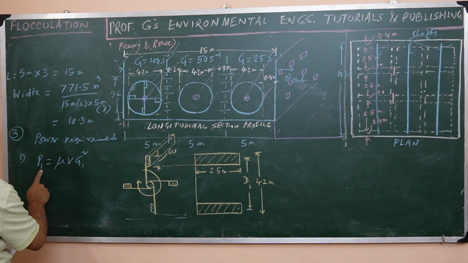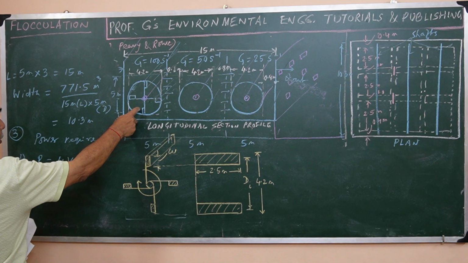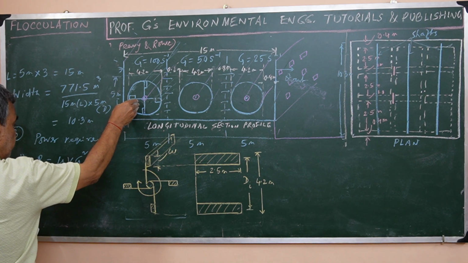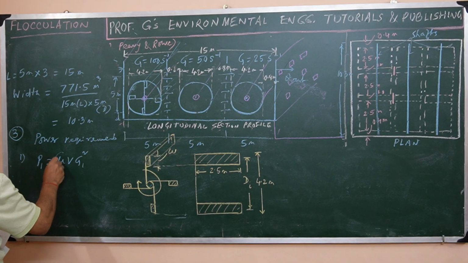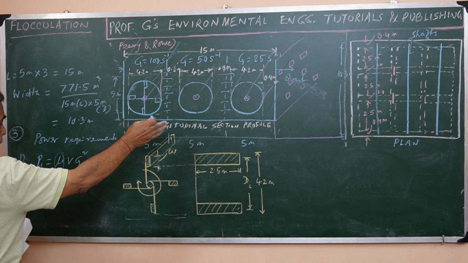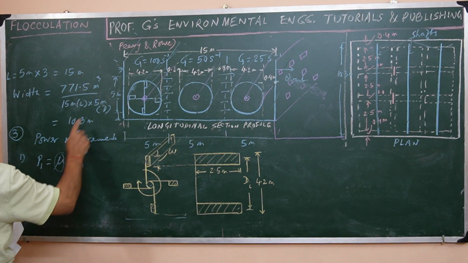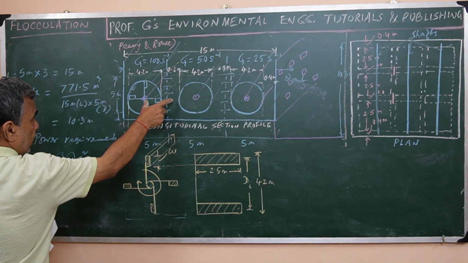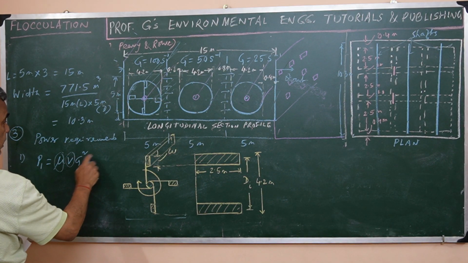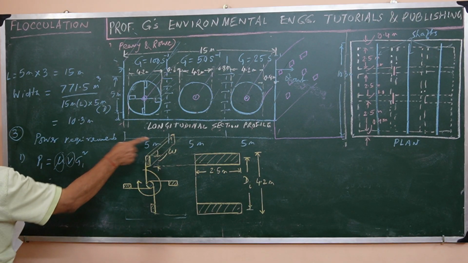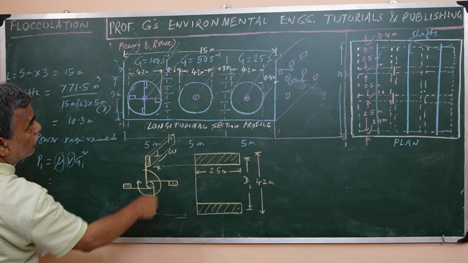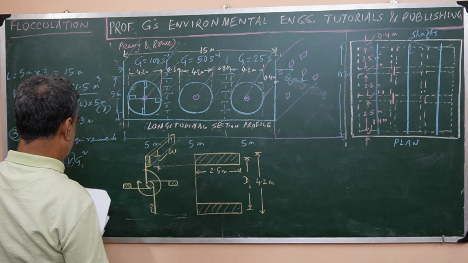So P1 means the power for the first compartment, the power to be transmitted. This is the same because the same water is moving from one chamber to another chamber. V is also the same because of the same configuration, square in section, as you see, and G1 differs. So G1 is equal to here 40 second inverse, right? So we have 40 second inverse.